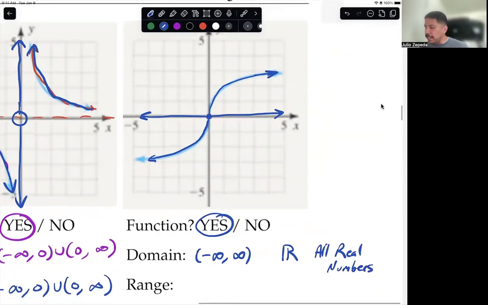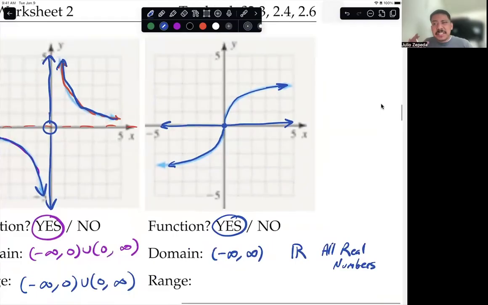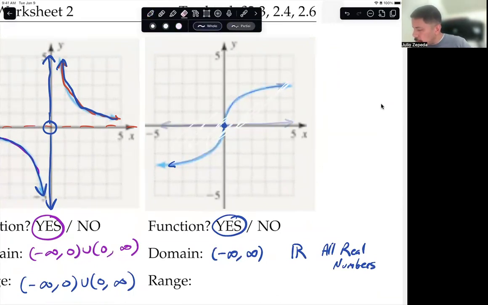And then finally, the range. What is the range? Hopefully you did this one on your own. If you haven't, pause it, because I kind of want to see if you saw this. Let's delete what we have here.